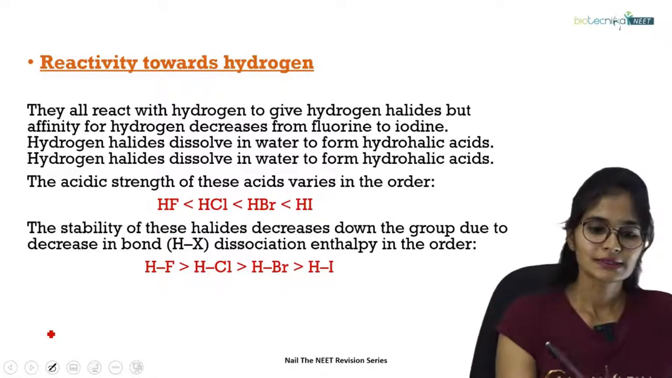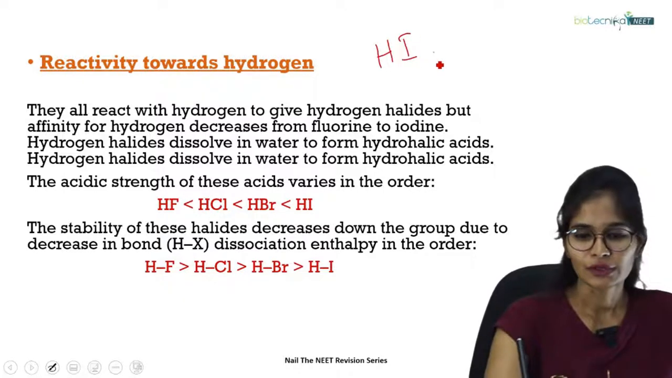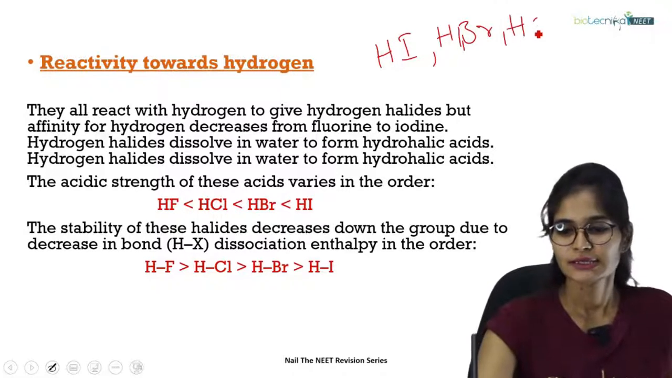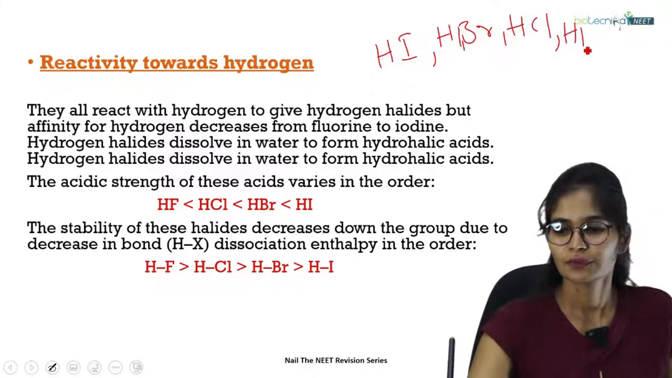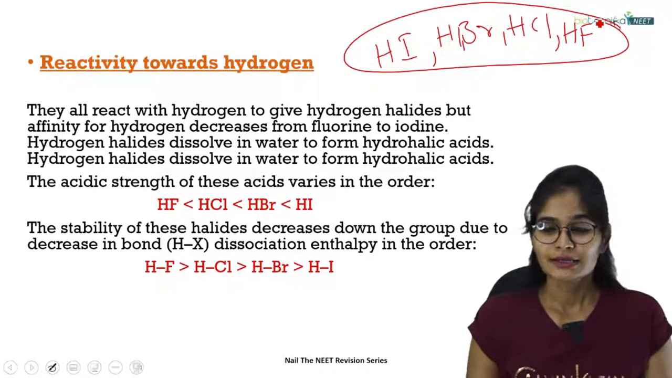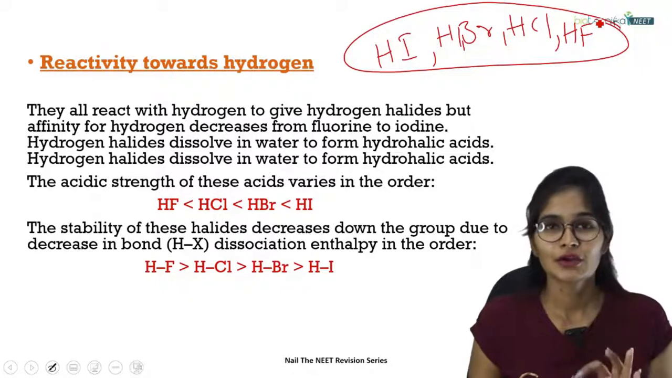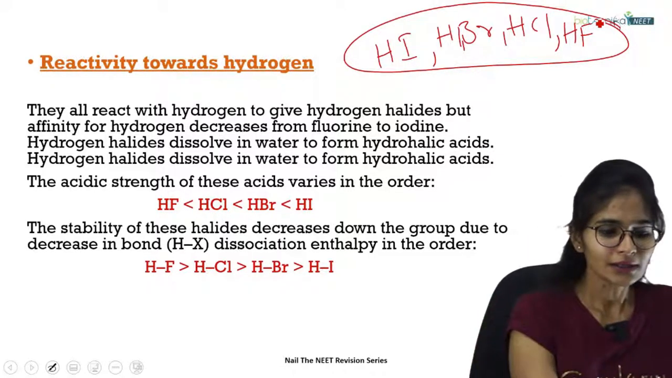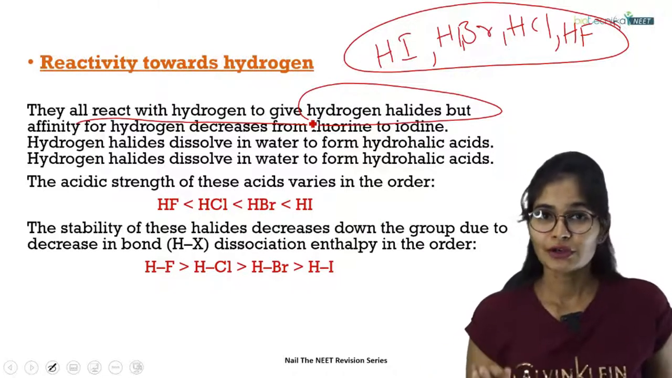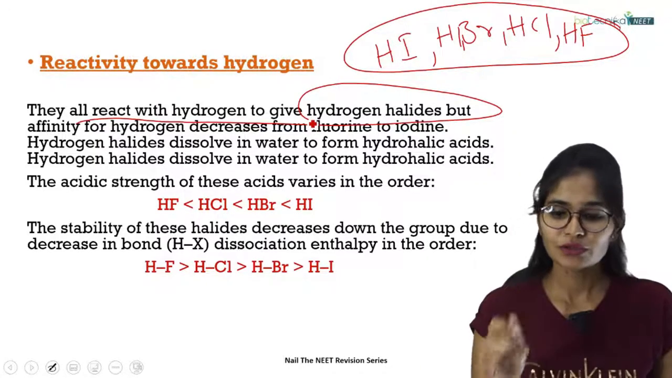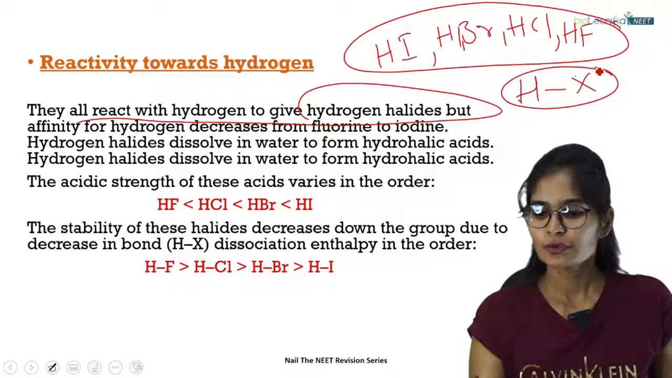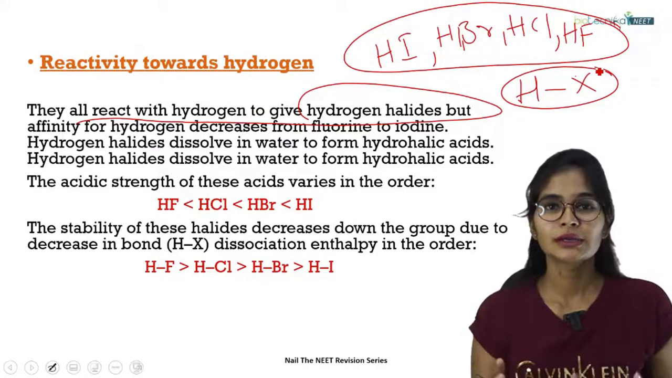So overall, whenever you consider HI, HBr, HCl and HF, we know that fluorine has the most electronegativity and iodine is less. All of them react with hydrogen and will definitely give hydrogen halide. But the thing is, whenever you are ready to break the hydrogen and X bond, X may be anything: fluorine, chlorine, bromine and iodine.